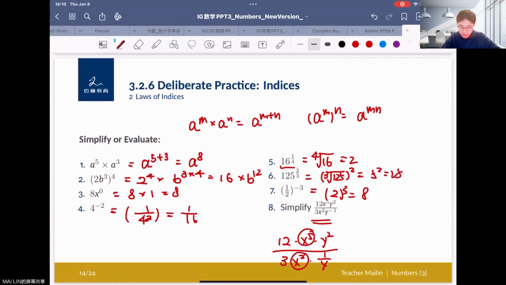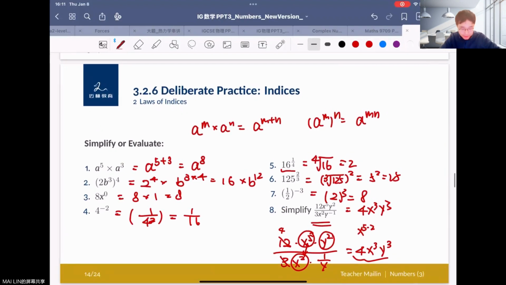So for here, you can find there's x to the fifth and x squared, right? So you can use this x to the fifth over x squared, right? Because we have x to the 5 on the top of the fraction and x to the 2 under the fraction. So here using x to the fifth over x squared, that is x to the 5 minus 2, right? And for 12 over 3, the answer is 4. So it's 4x cubed. And here we have y squared over 1 over y, that is y cubed. So the final answer here is 4 times x cubed times y cubed, okay? That is for the indices right here, okay?